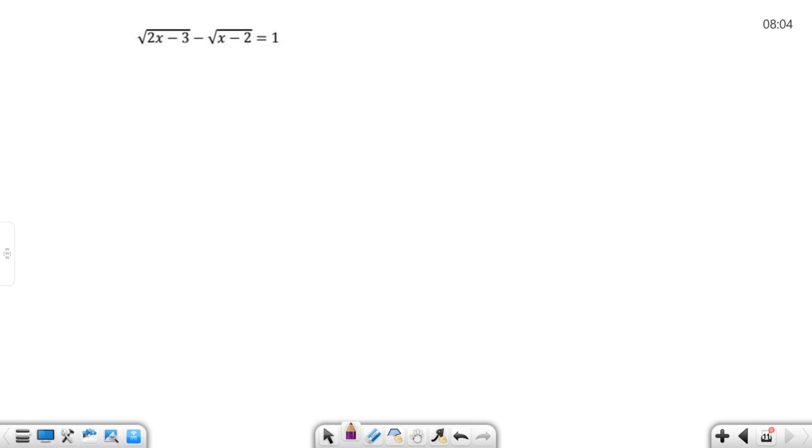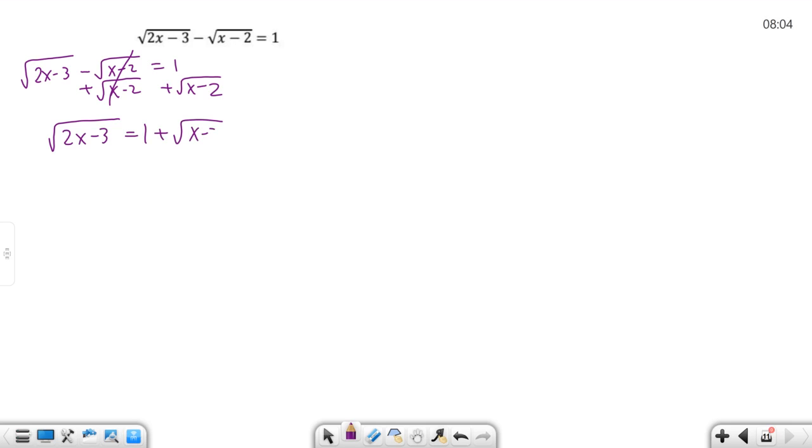2x minus 3 under the square root minus x minus 2 under the square root equals 1. This is the same kind of deal that we just had. So let me do the same thing and hope I have enough room. Okay, 2x minus 3 minus the square root of x minus 2 equals 1. And we're going to add the square root of x minus 2 to both sides. And there's no magic to that step. It's a negative one, so I'm moving it over. So 2x minus 3 equals 1 plus the square root of x minus 2.